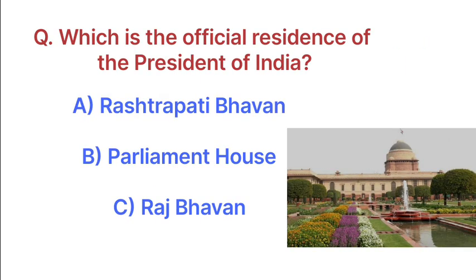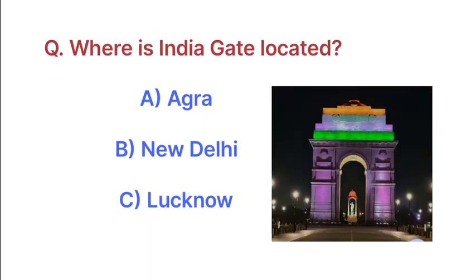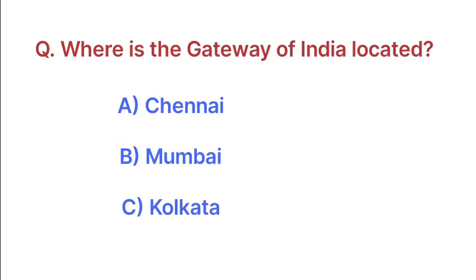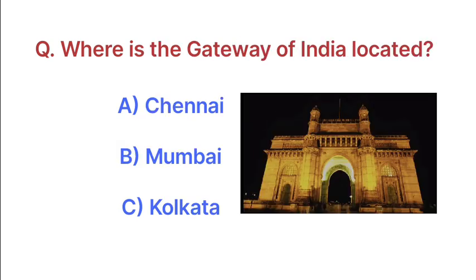Which is the official residence of the President of India? Answer: Rashtrapati Bhavan. Where is India Gate located? Answer: New Delhi. Where is the Gateway of India located? Answer: Mumbai.